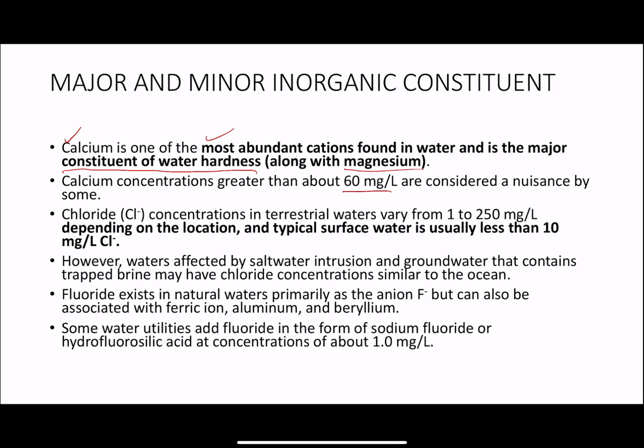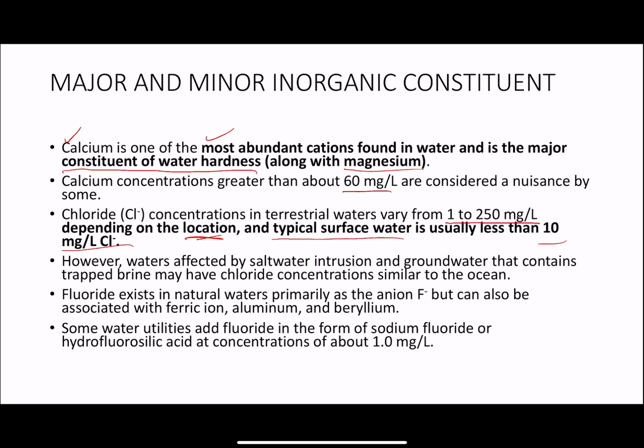Next, chloride concentration. It can vary from 1 to 250 milligram per liter. Of course, this depends on the location of the water, and typical surface water is usually less than 10 milligram per liter chloride.